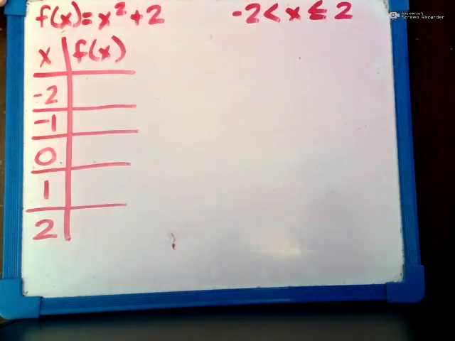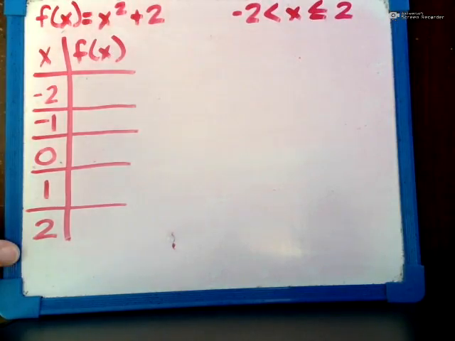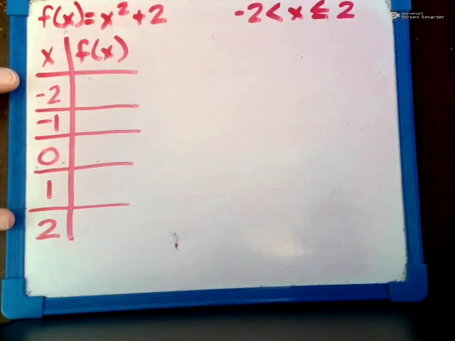For f of x equals x squared plus 2, given the domain of negative 2 is less than x, which is less than or equal to 2, we have this table. We know that our bottom range is going to be negative 2. This is our first value we can have. And our top range is going to be positive 2. This is the table in its entirety.